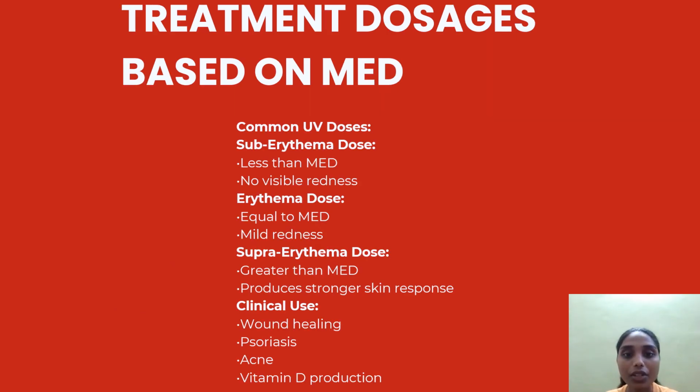Treatment dosages based on MED. Common UV doses are: sub-erythema dose, less than MED, no visible redness; erythema dose, equal to MED, mild redness; supra-erythema dose, greater than MED, produces the strongest skin response. The clinical uses are wound healing, psoriasis, acne, and vitamin D production.